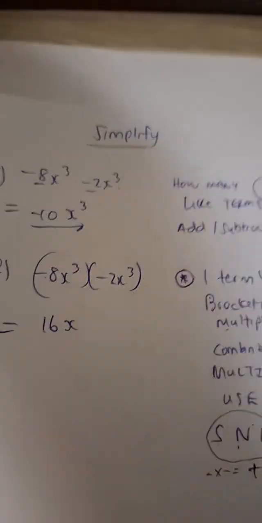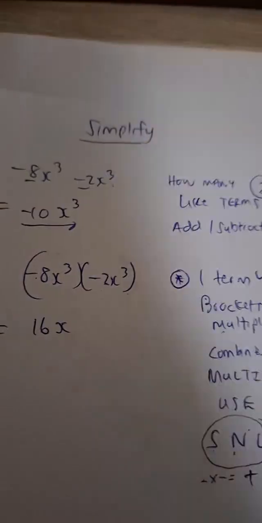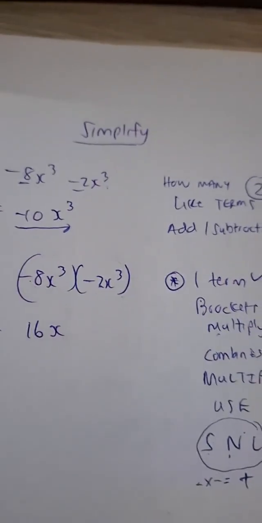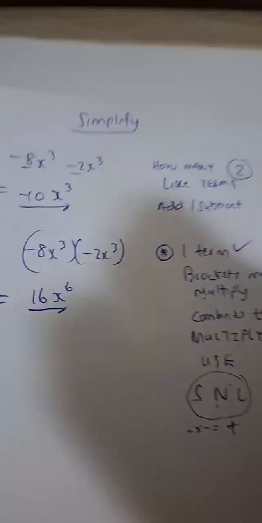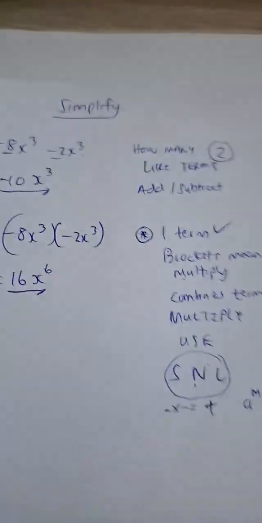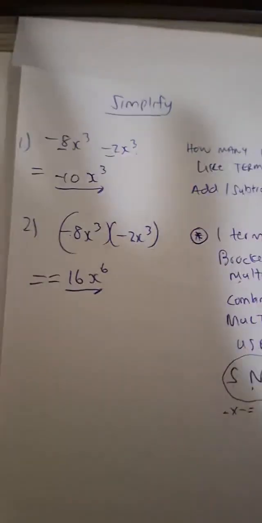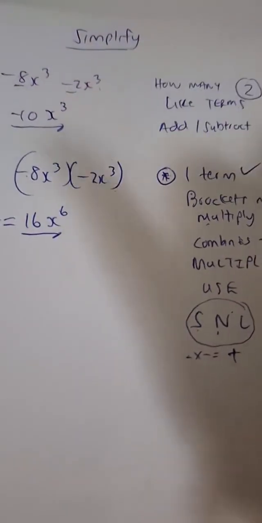So here, what is the answer? It's x to the power what? Yes, we keep the base, we add the exponents. I love everybody who's commenting favorably. So it's 16x to the power 6. Done. Thank you, guys. I appreciate you. Please, guys, let's take note of these little things where these problems are concerned.